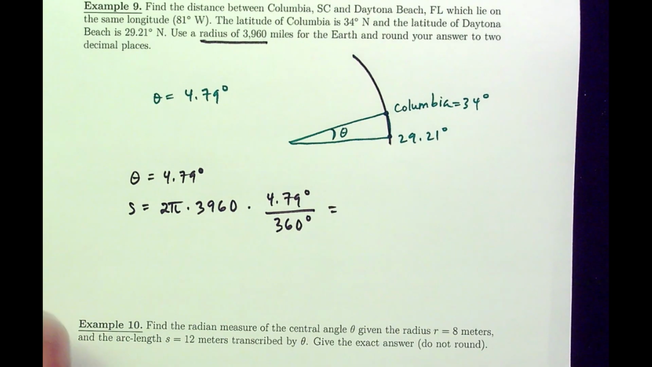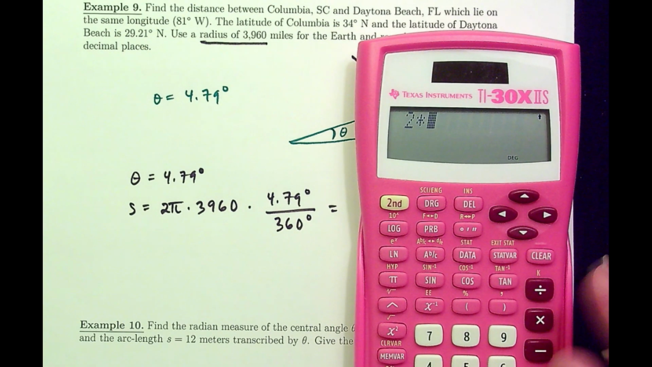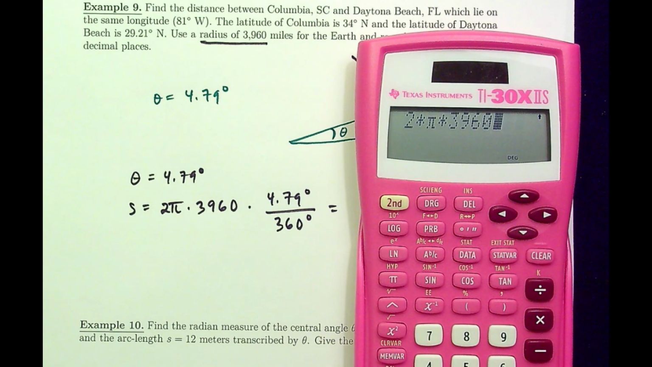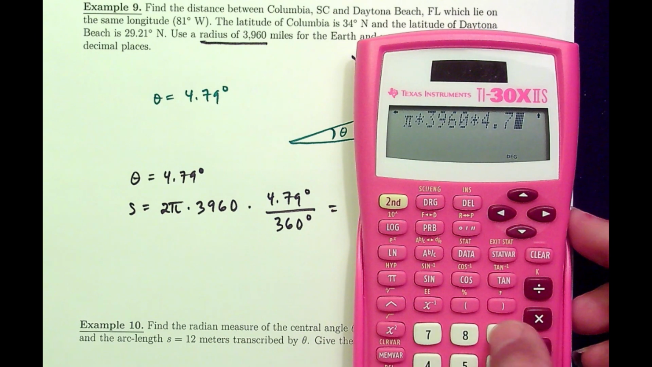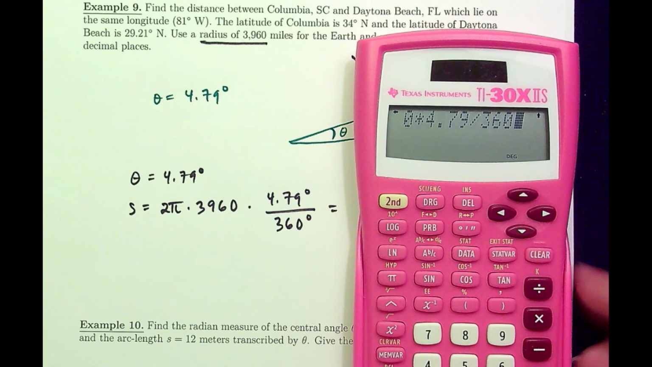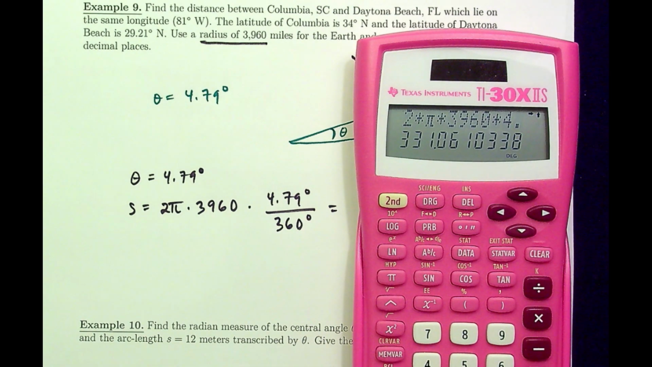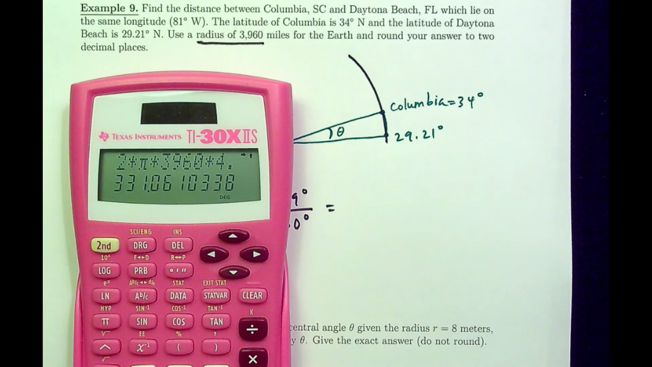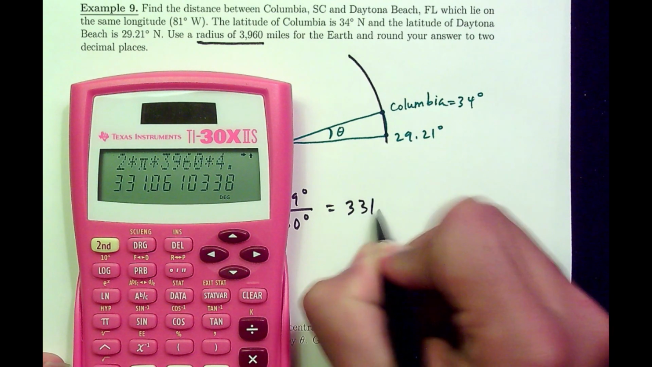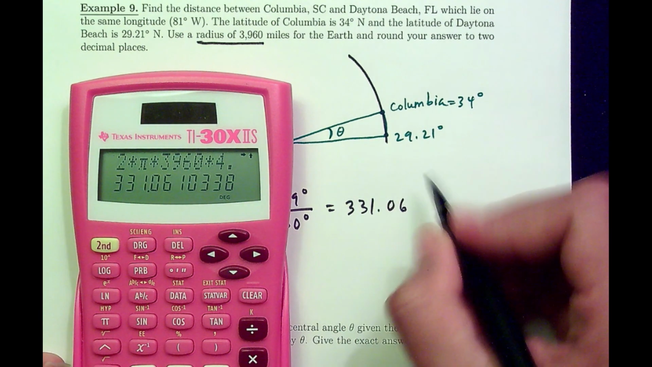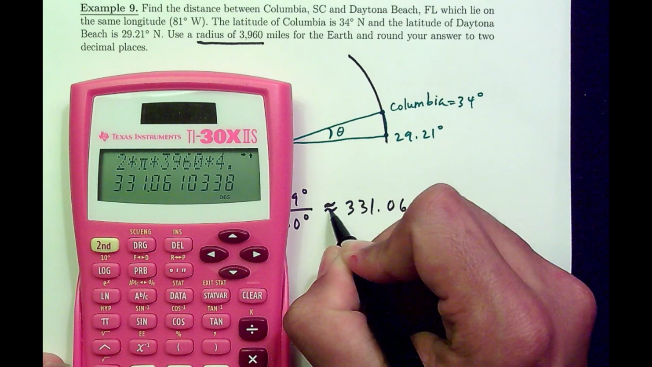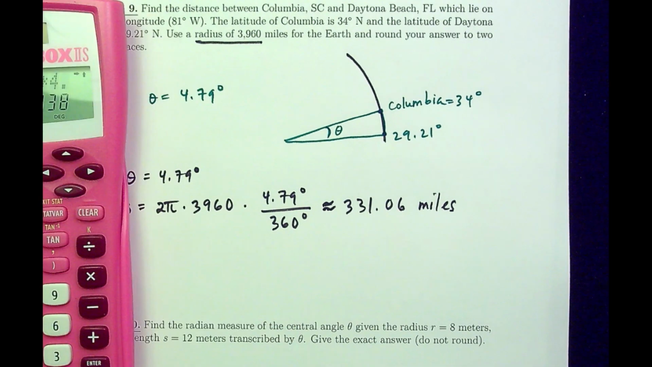Okay, now let's put this in the calculator. This is 2 times pi, times 3,960, times 4.79 divided by 360. And you get 331.06, because it says round to 2 decimals. So we get 331.06, and this is in terms of miles. And this is an approximation, of course. So that's it. That's the answer.